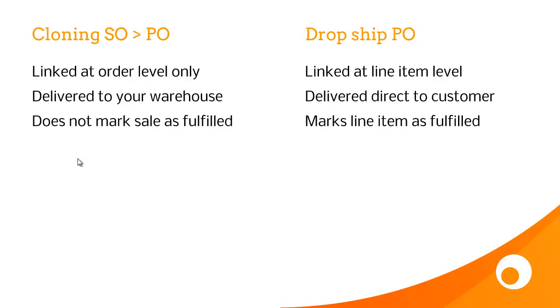Now, because the cloned purchase order is only linked at the order level, it does not mark the original sale as being fulfilled. Creating a dropship purchase order does mark the sales order line items as fulfilled, because every purchase order item is linked to a matching sales order item.